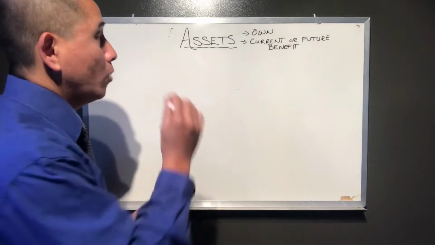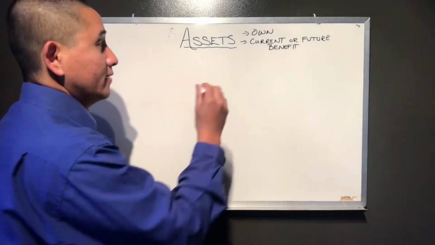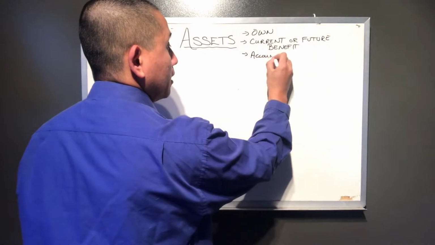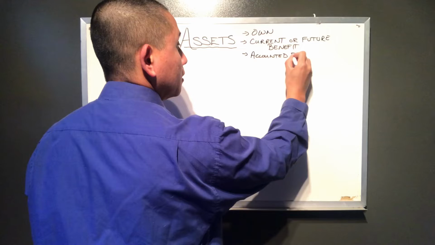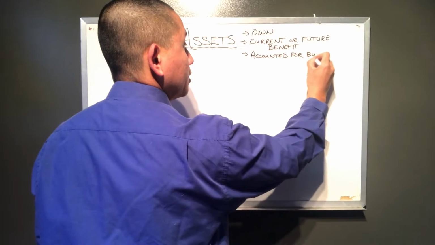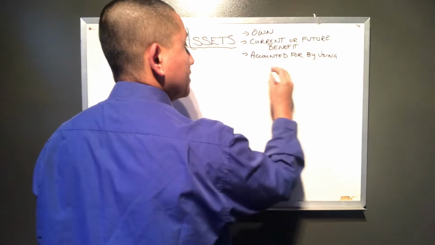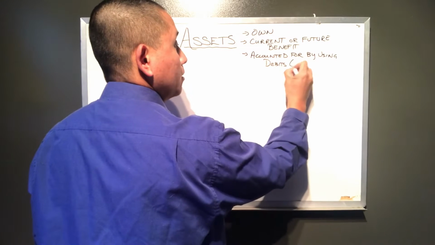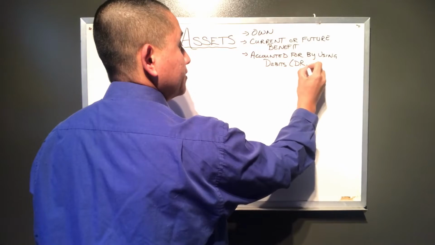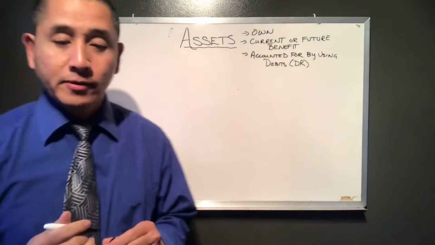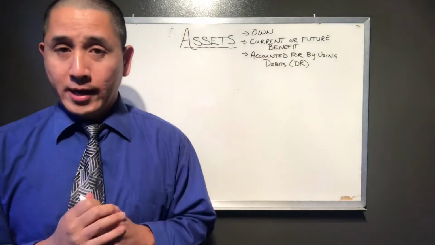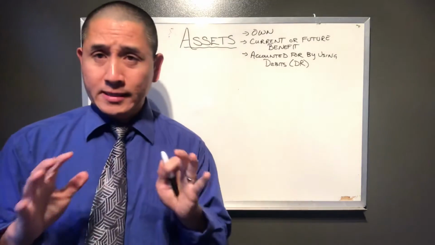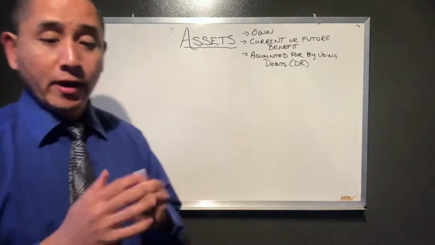So one of the biggest things for assets is that they are accounted for by using debits. Now, a short form of that is DR, debits, okay? And we'll go through that in a different tutorial. Today's just classifying some basic assets and what they are.